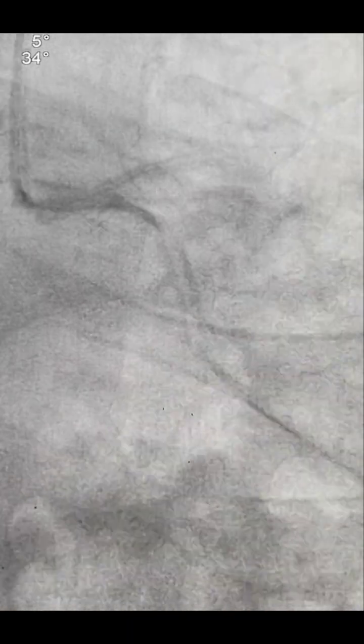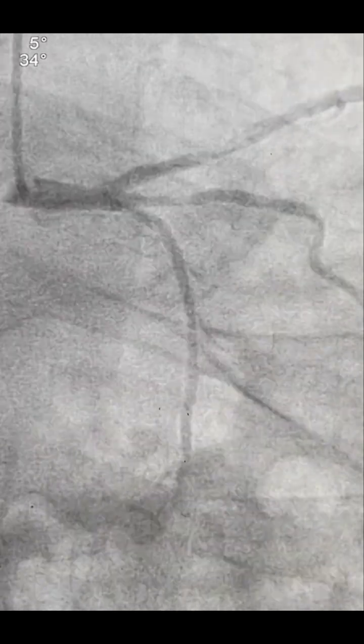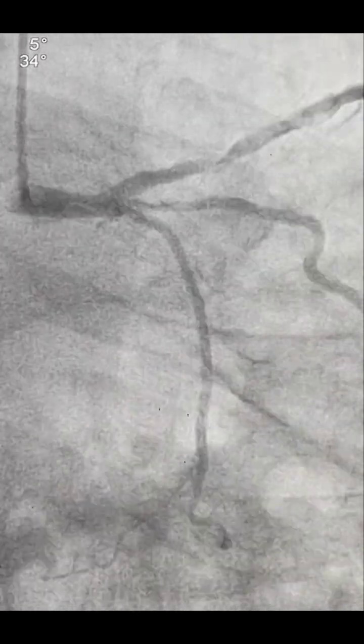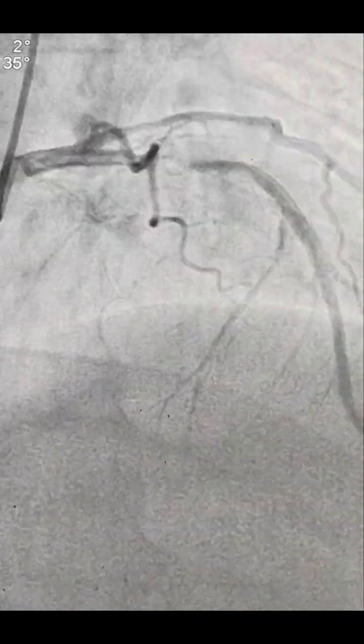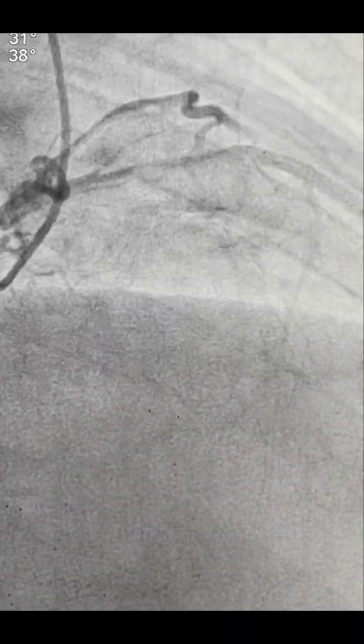So in this LAO caudal view, apparently you can see, we see in this RAO caudal view the same thing. This is the epicranial view, and the large thrombotic, significant occlusion, almost subtotal occlusion, is seen in this RAO cranial view also.